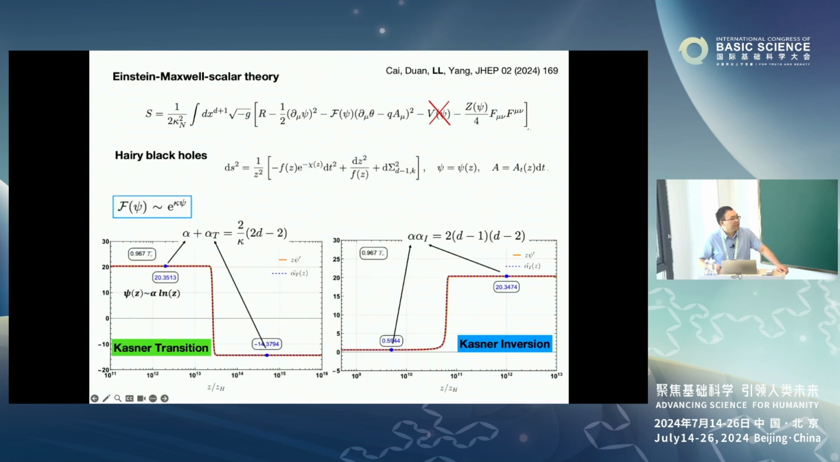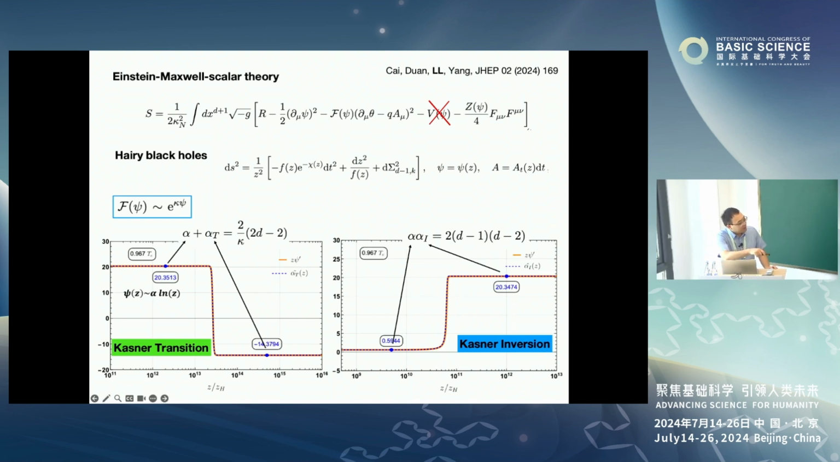But we can show that if the potential term can be neglected inside the black hole or near the singularity, and this coupling function has this exponential form, which is very common from supergravity and superstring theory, we can classify the possible behaviors near the singularity.